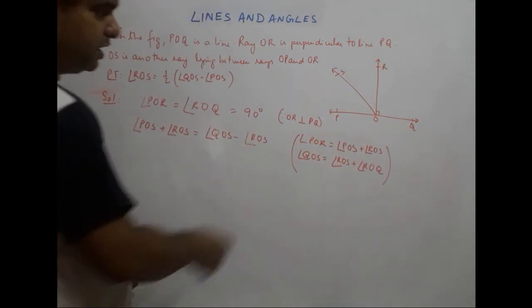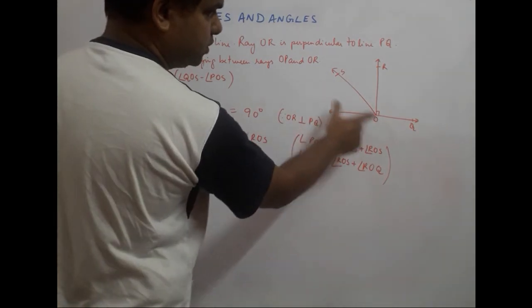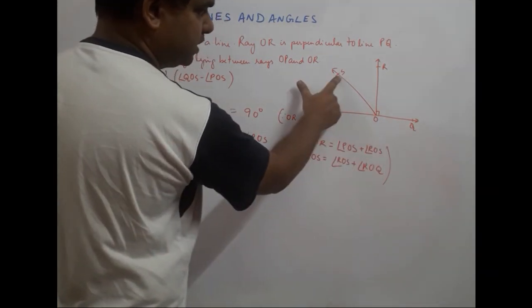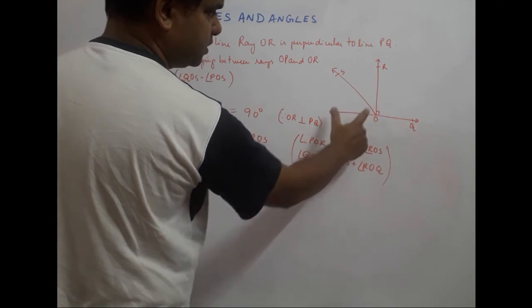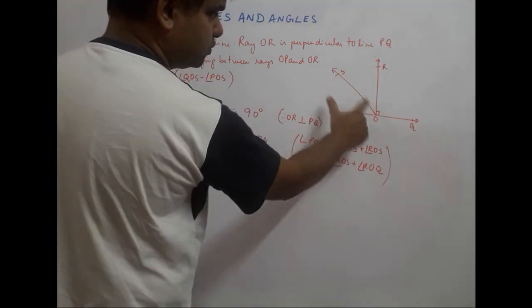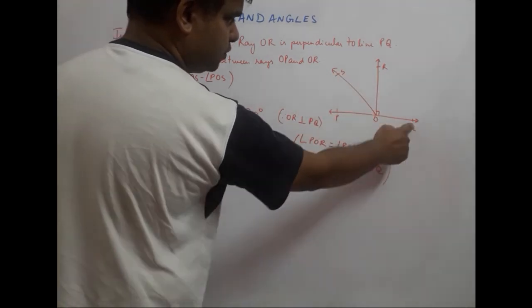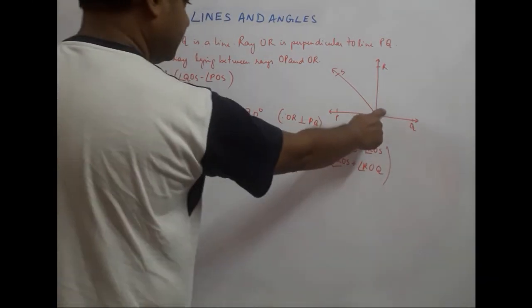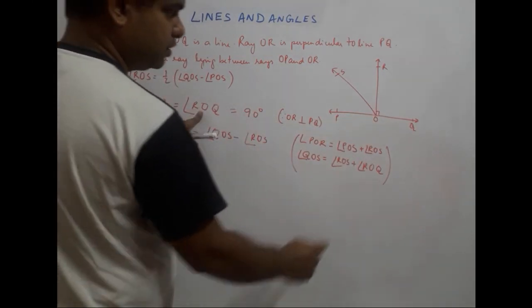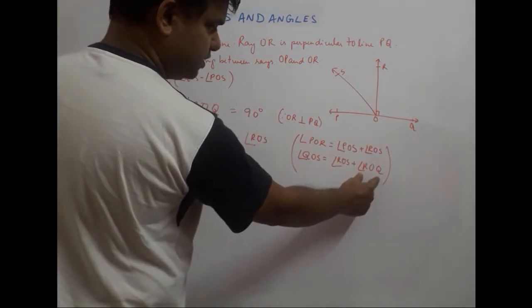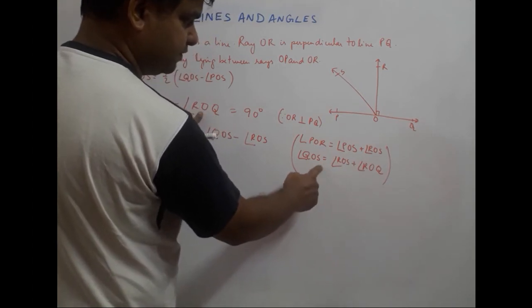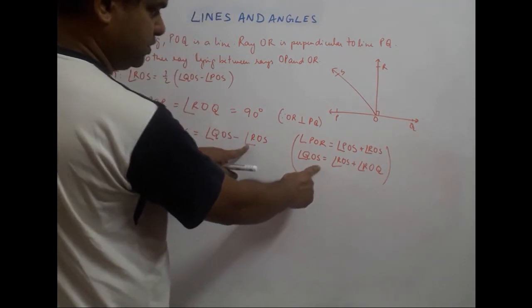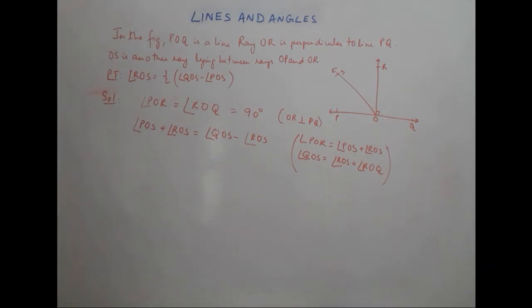If you have a look at just angle QOS, aren't they made up of two other angles? The sum of two angles, which is ROS and ROQ. But we have been given ROQ. So if we keep ROQ that way and take ROS this side, ROS becomes negative and we get QOS minus ROS. So that's all that I have done.